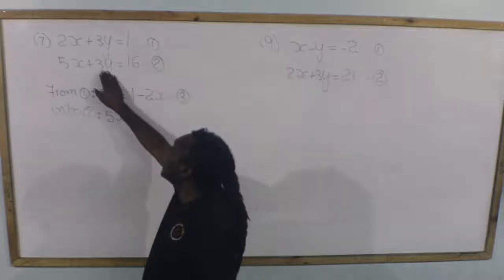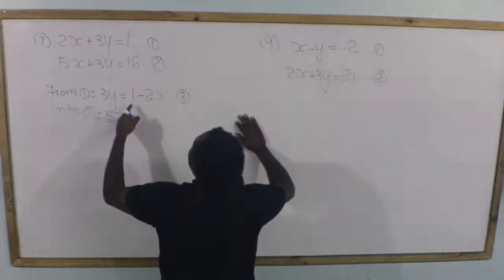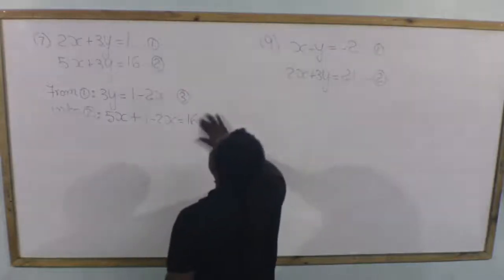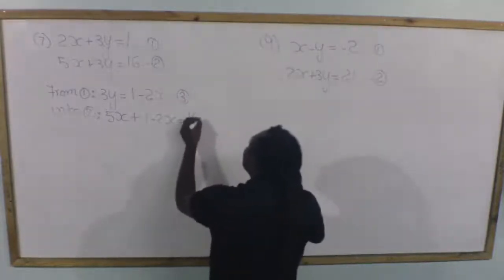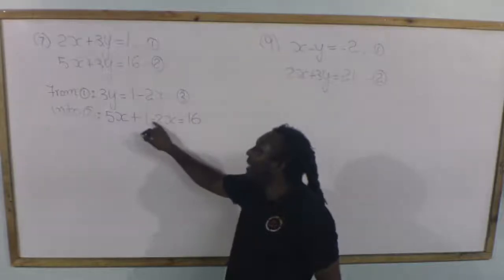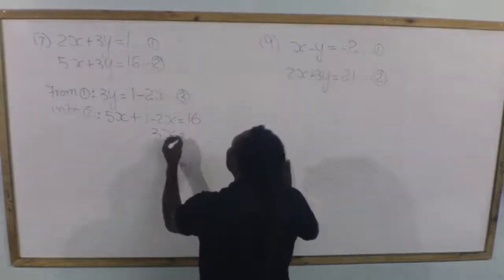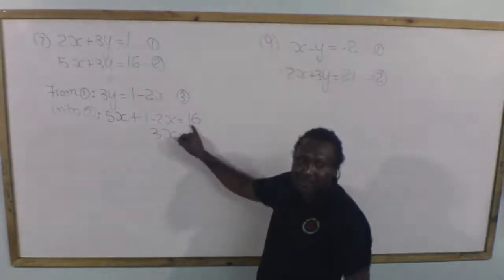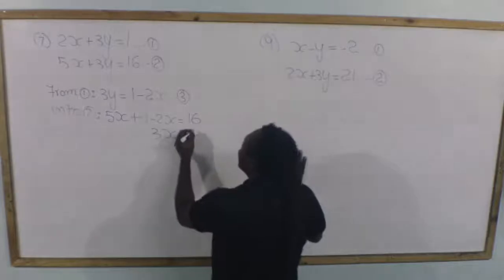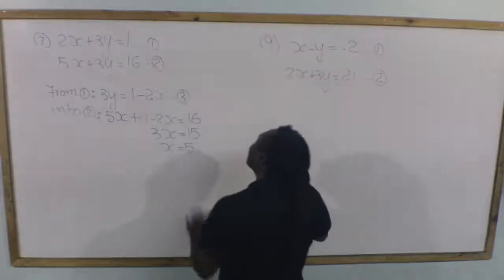Putting that into equation 2, we have 5x plus 3y. 3y is 1 minus 2x, and that is equal to 16. So we're going to put those together. What do we get? 5x minus 2x is 3x. And of course we have a 16 here, and we have a 1 there, plus 1. We're going to eliminate this one by subtraction. So it's going to be 16 minus 1, which is 15, which will cause x to be equal to 5.